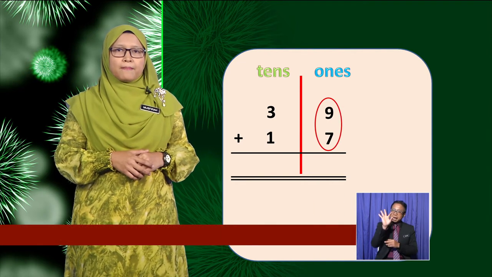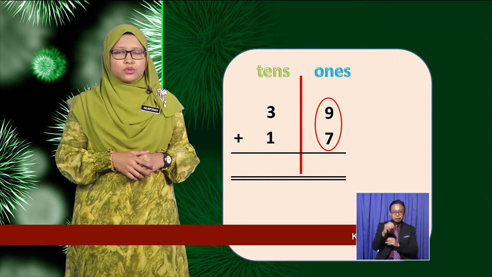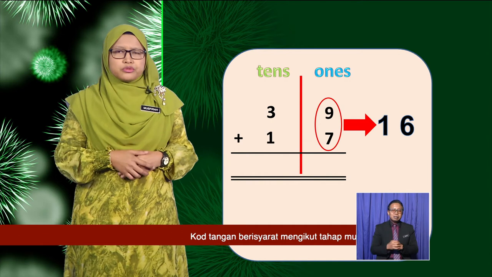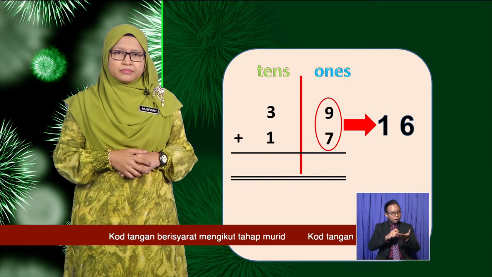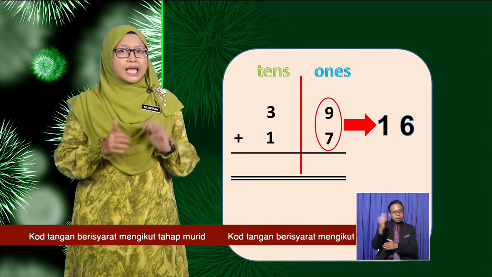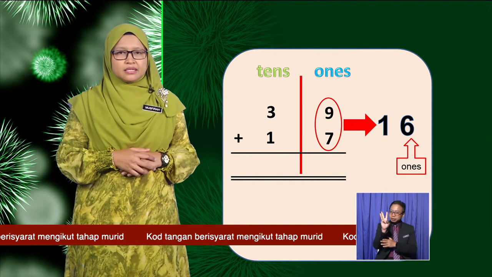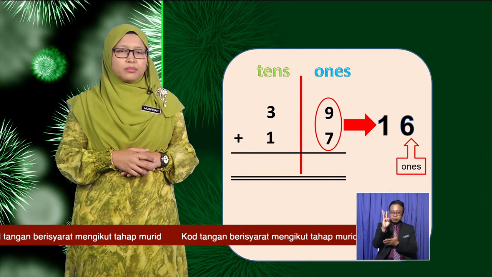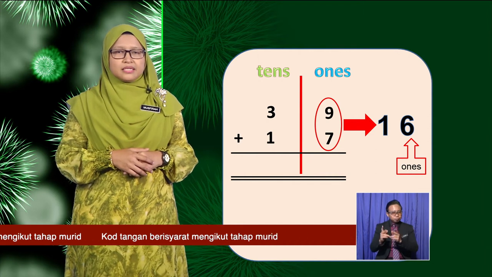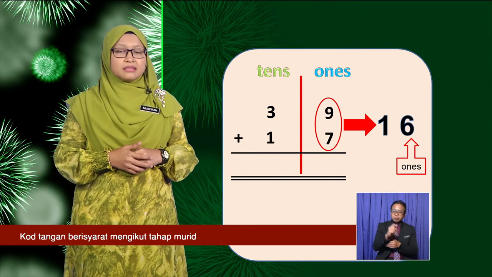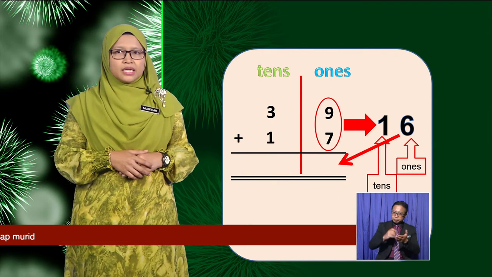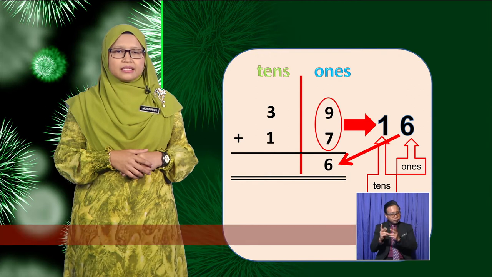9 plus 7 equals 16. 16? How to write 16 in the column? Let me show you. 6 is ones. So, write 6 in the column of place value ones. 1 is tens. So, write 1 in the column of place value tens.